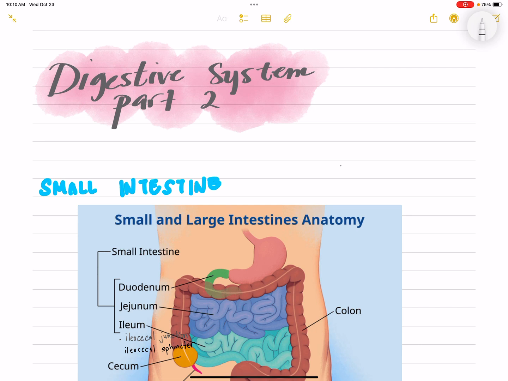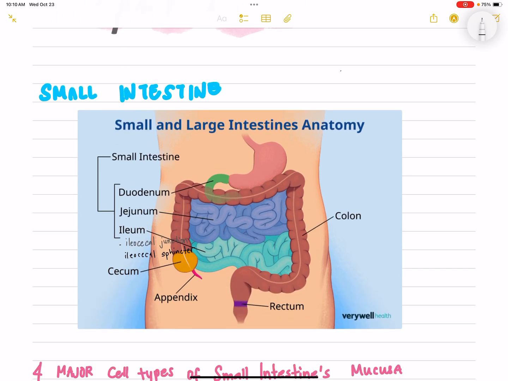So, magstart kita sa small intestine. Small intestine lang, don't mind the large intestine. This is the picture of the small intestine. Small intestine na diri nga part.